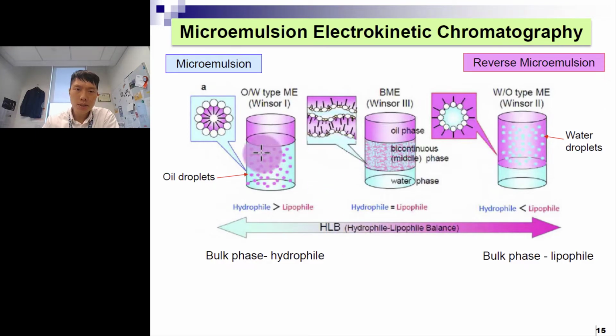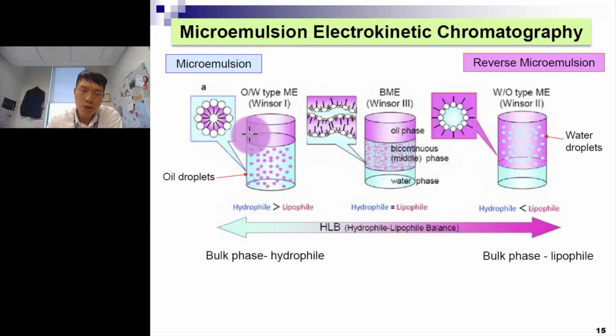Okay, so here is a diagram in MEEK, right? Now on the scale at the bottom, this is the hydrophile-lipophile balance. On the left here, the space is more aqueous and polar. On the right side, the space is very non-polar. So here the bulk phase is lipophile, and here the bulk phase is hydrophile.